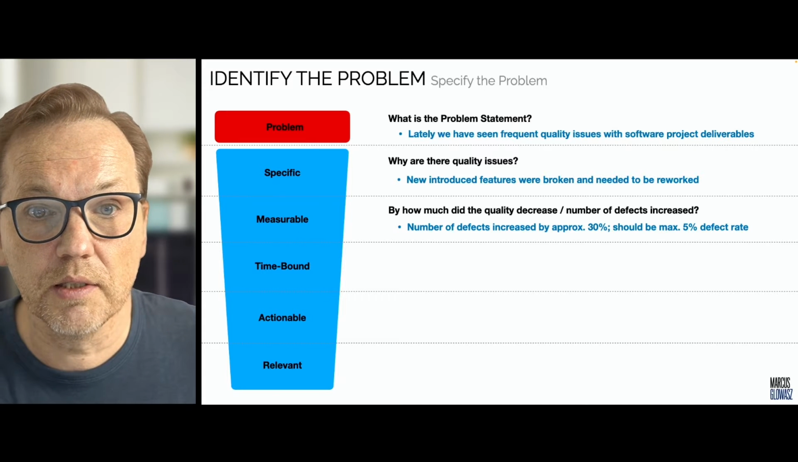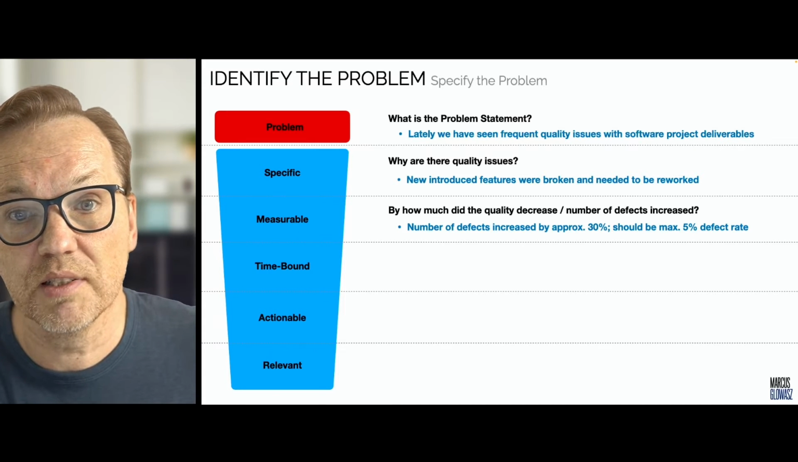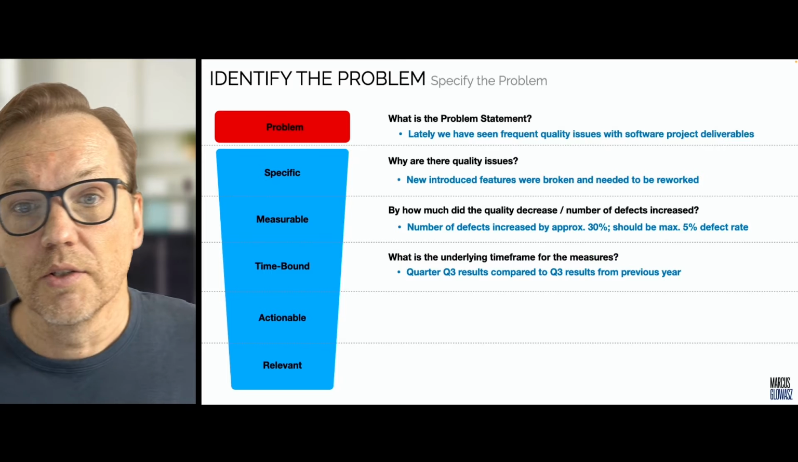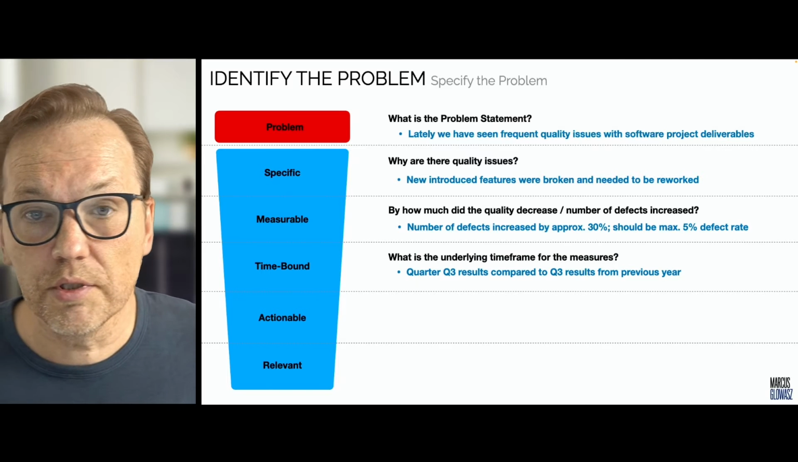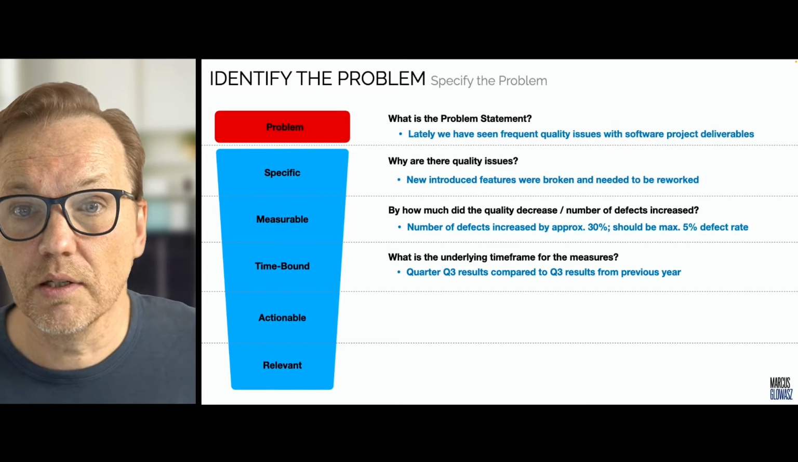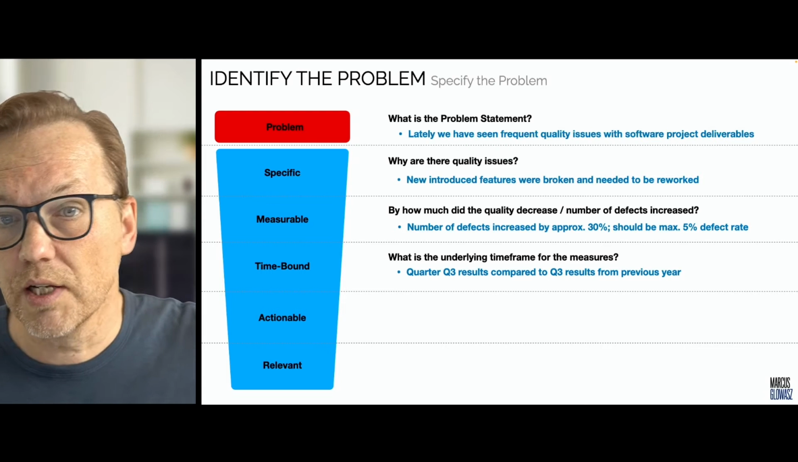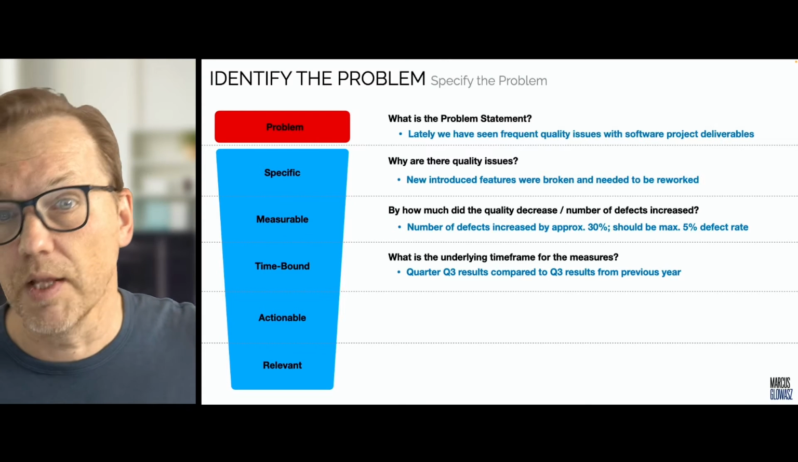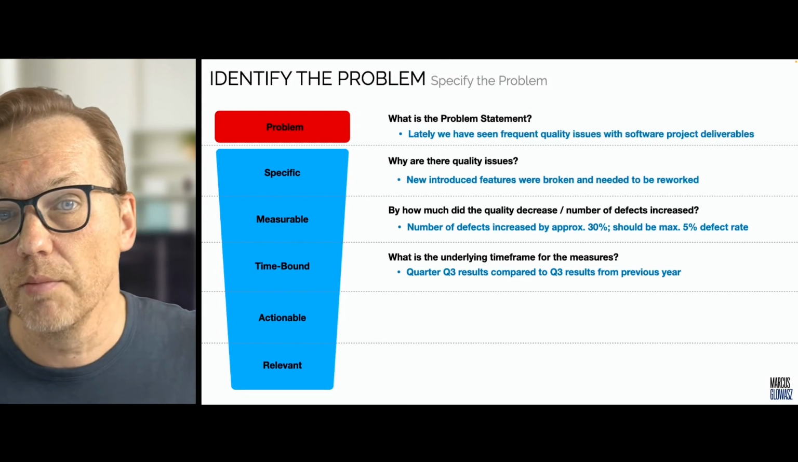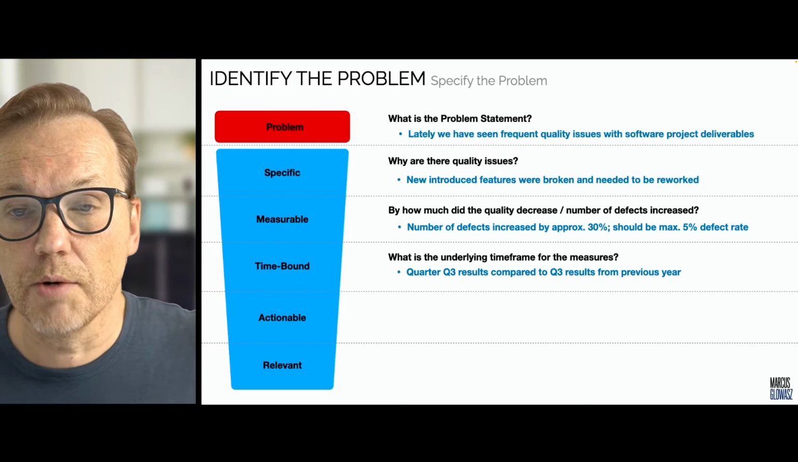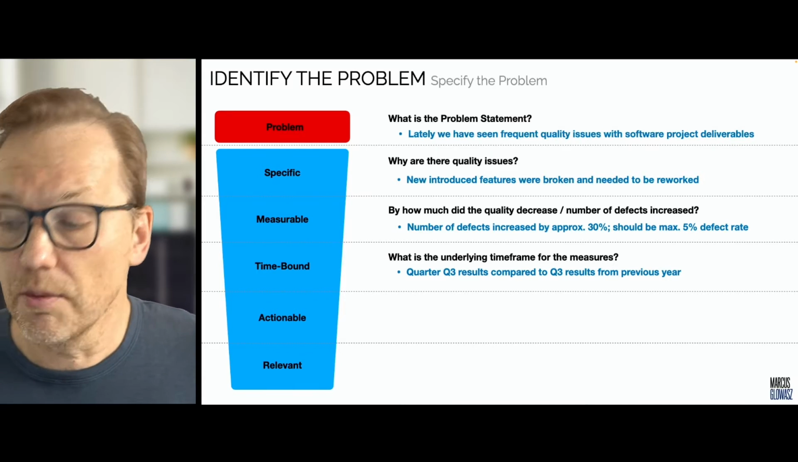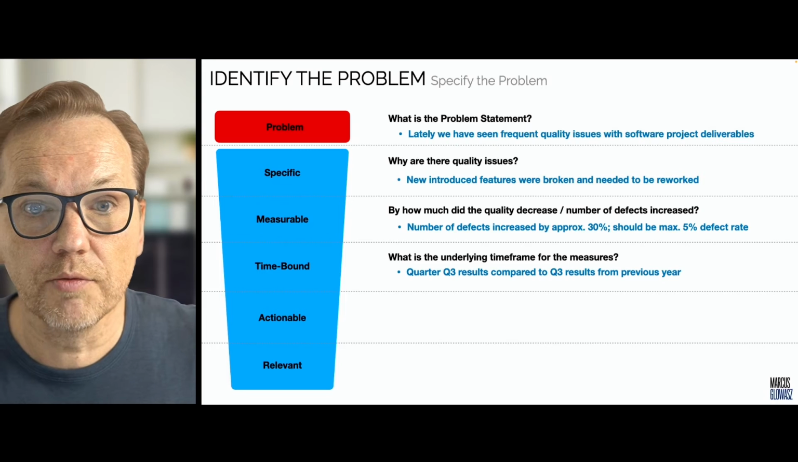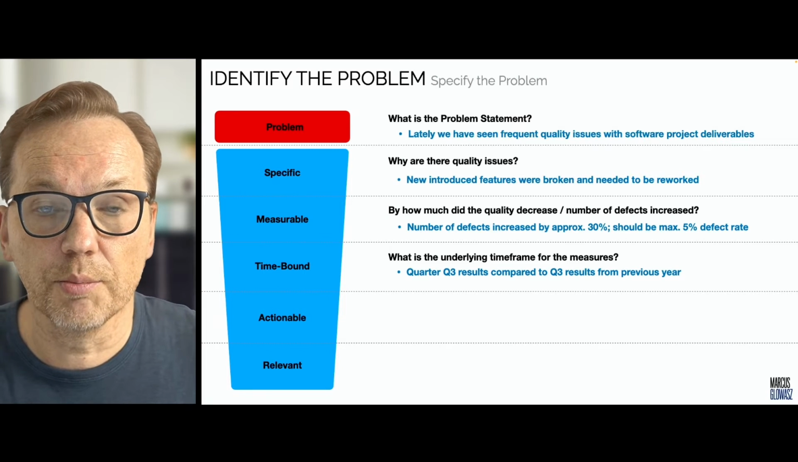Here we have a missing information, increased by approximately 30%. So you compare that, I mean, what has been compared, right? So there's a time factor in there. So we're looking at quarter Q3 results, right? And we compared it to Q3 results from the previous year. That's where the 30% are coming from. So that's where we see a difference, right? That makes it already much more meaningful in terms of the problem statement.